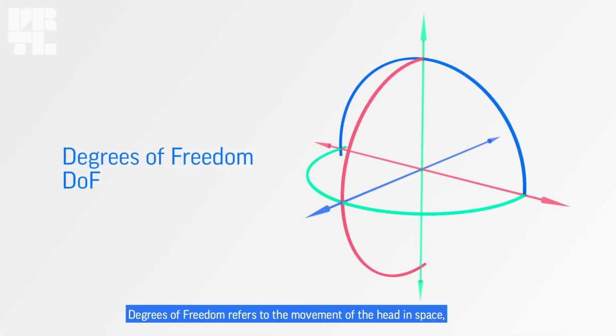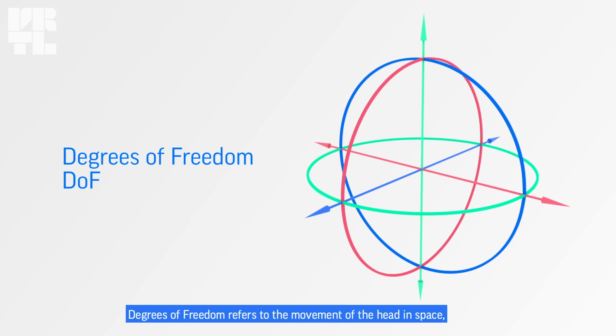Degrees of freedom refers to the movement of the head in space, or how we account for the head's position and orientation.